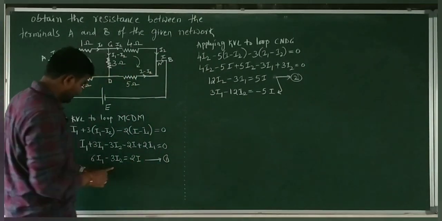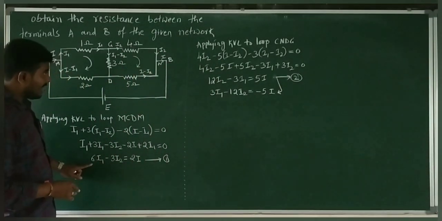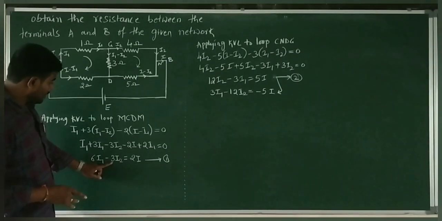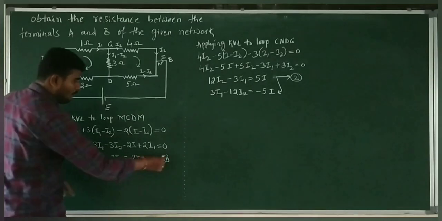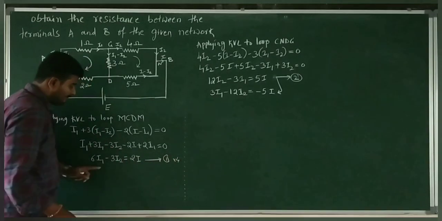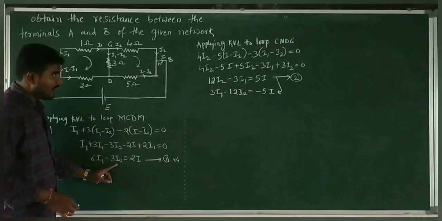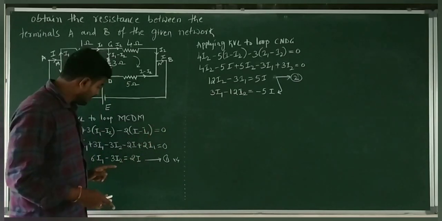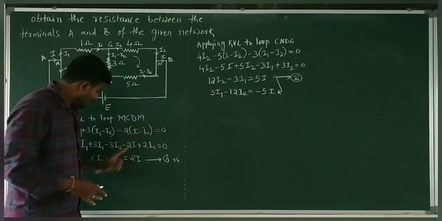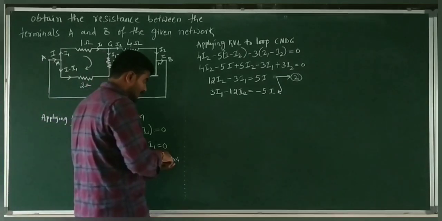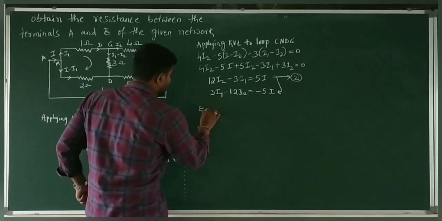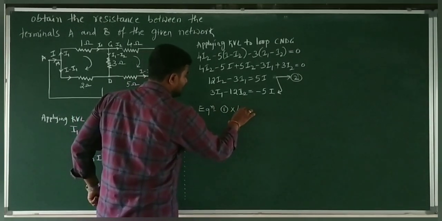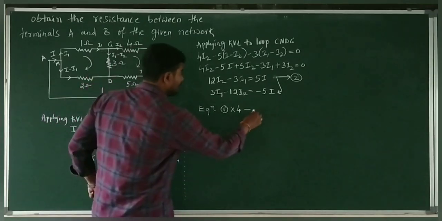Okay. See here, 6I1 is there, and 3I2 is there. For this we can multiply by 4. If we multiply by 4, this 3I2 is going to be 12I2, and here also it is 12I2. So we can subtract these two. If we subtract, 12I2 and 12I2 are going to be cancelled. I will write here.